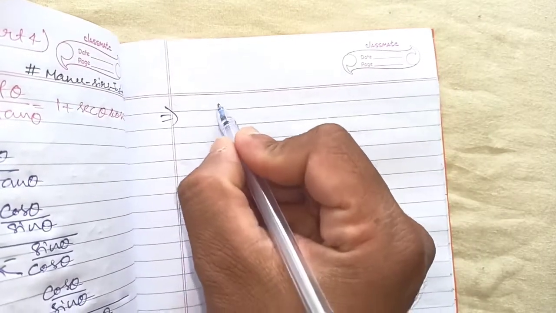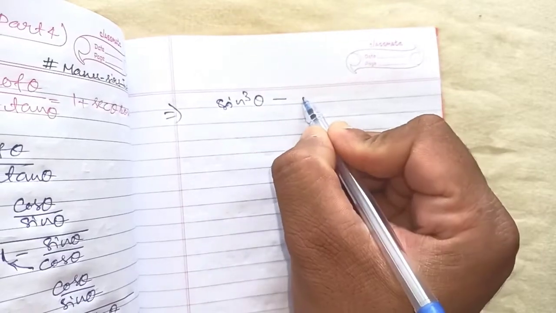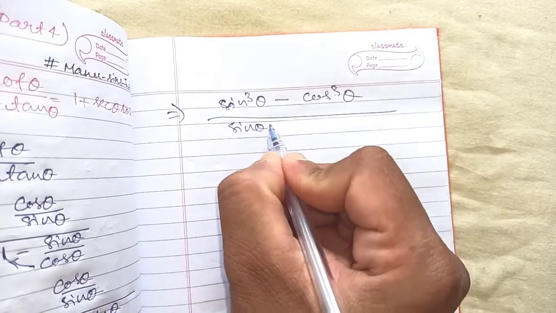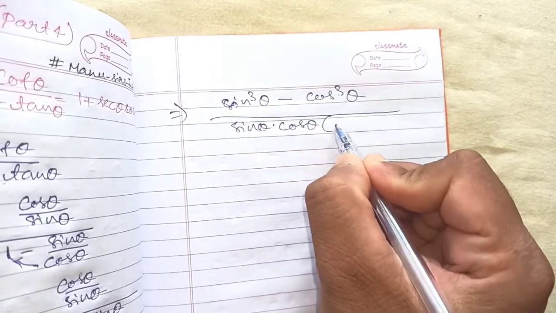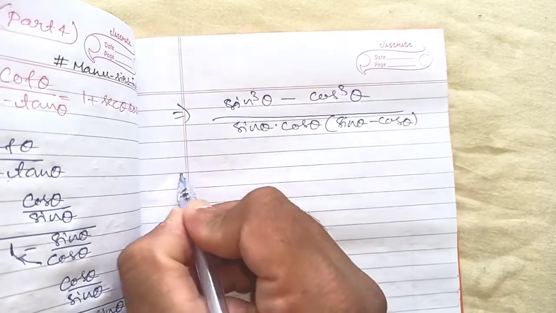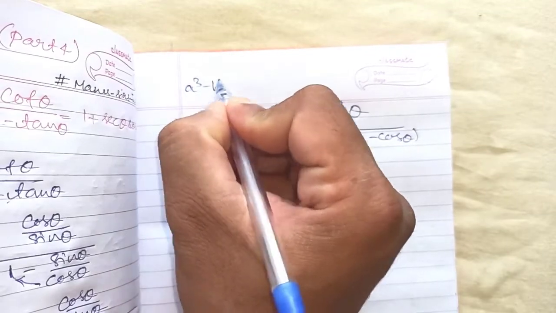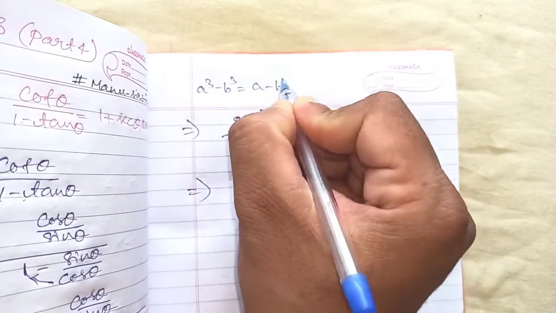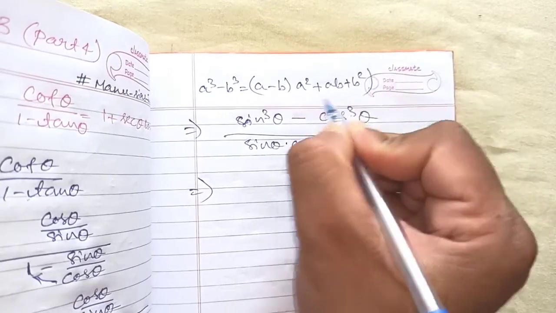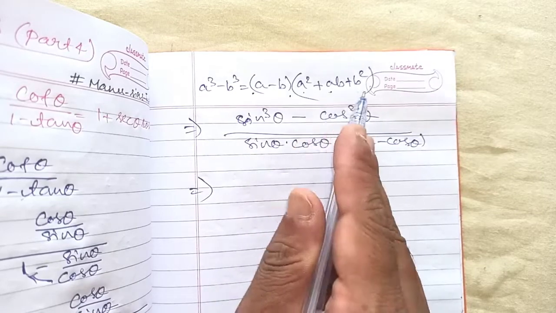After multiplying we will get sin theta into sin theta, sin cube theta, minus cos theta into cos theta, cos cube theta, whole divided by sin theta into cos theta into sin theta minus cos theta. This will be the next step. Now we will use the a cube minus b cube formula. A cube minus b cube formula is a minus b into a square plus ab plus b square.